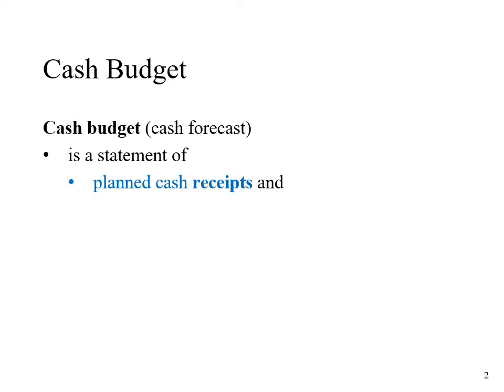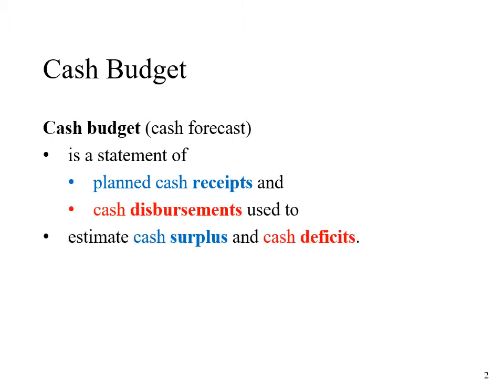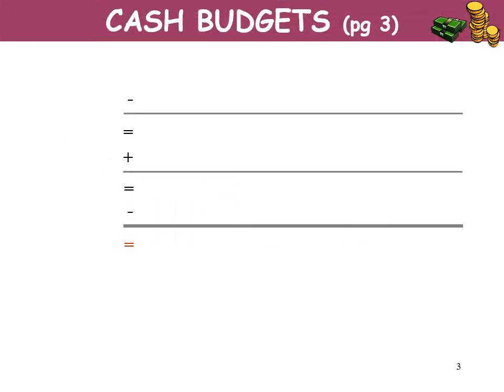Cash budget is a statement of planned cash receipts and cash disbursements used to estimate cash surplus and cash deficit. Let us look at this formula to find cash surplus or cash deficit.